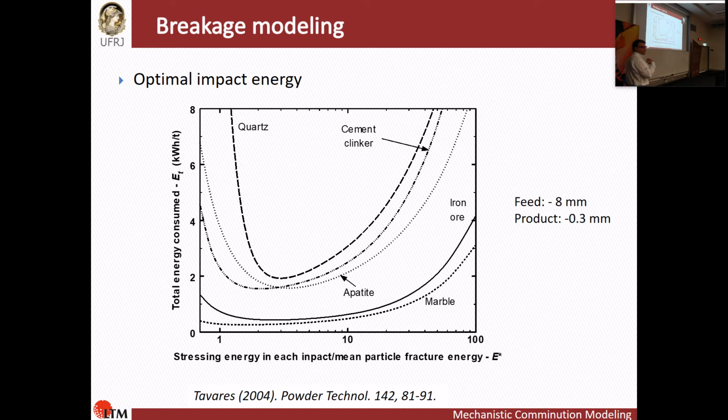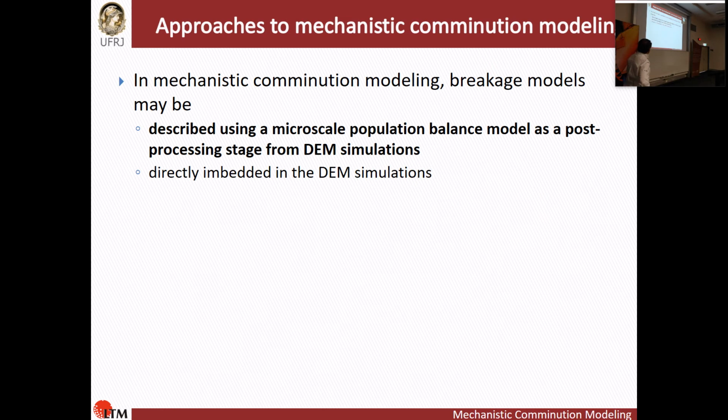So this is something that we can get out of putting together a very simple virtual experiment, which is impacting particles successively at a given energy. So now that we believe we have something that makes sense as far as breakage modeling, how can we move in the direction of using this to predict something of use in practice in a comminution process? Now we go to an important point, which is how can we couple this information to DEM?